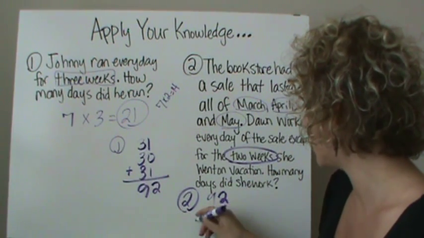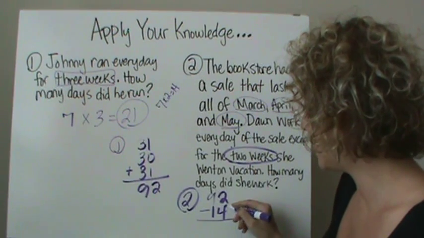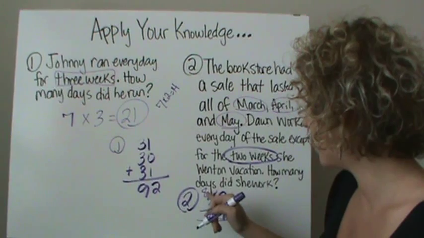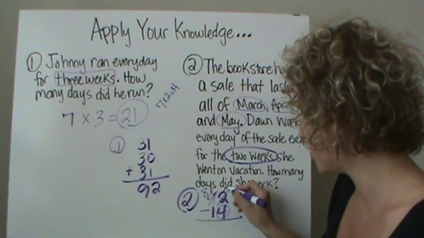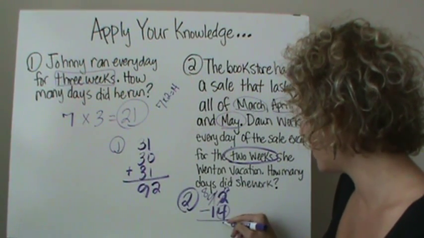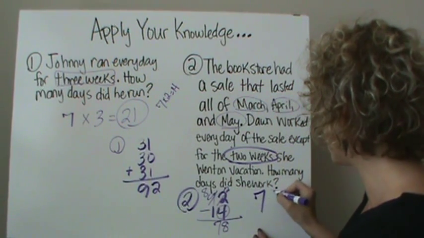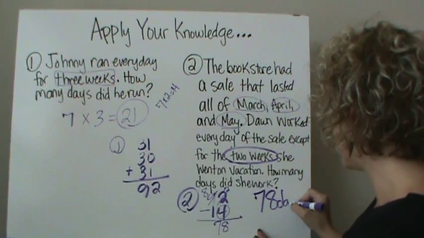minus 14. Well, 2 minus 4, more on the floor, go next door and get 10 more. Make the 2 a 12. 12 minus 4 is 8. 8 minus 1 is 7. So she worked for 78 days.